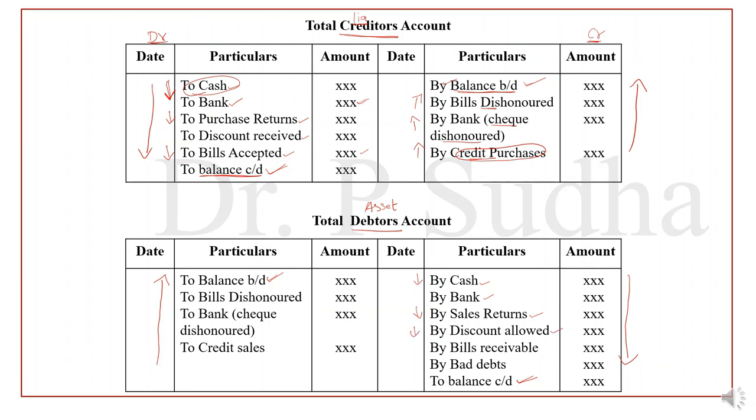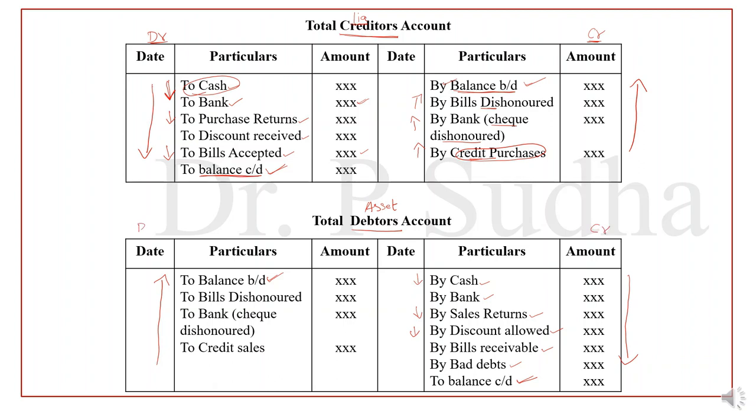In the same way, bills receivable. We draw a bill in the name of the customer. It will decrease the value of debtors. Bad debts. Bad debts means these debtors will not henceforth pay money. We are treating it as a loss. So this will decrease the value of the asset. Then closing balance. All these things will be on the credit side of the asset account.